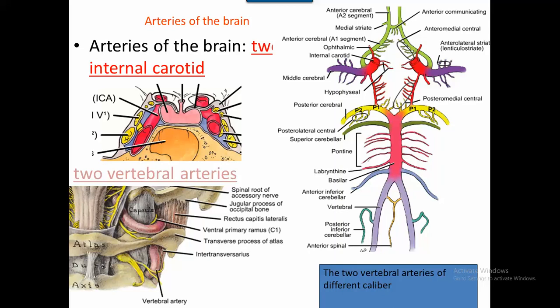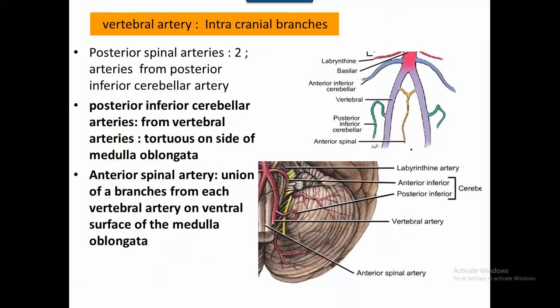These are the distribution of the blood vessels inside the cranial cavity. Now, the vertebral arteries form the basilar artery, and we mentioned the branches given from the vertebral arteries: the posterior inferior cerebellar artery, the anterior inferior cerebellar artery, and the anterior spinal artery, and then the first branch of the basilar artery, which is the labyrinthine artery.